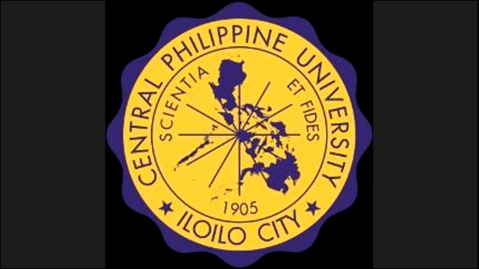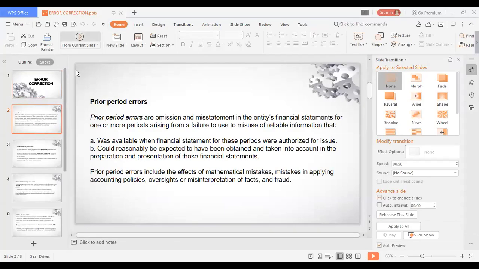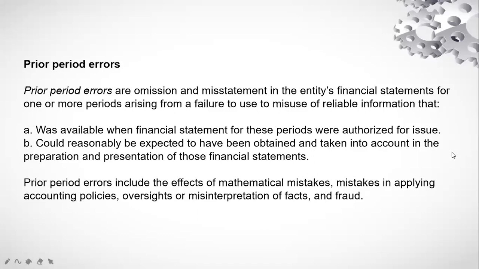Now, for error correction, we have the following objectives: to be familiar with the definition of prior period errors, to understand the accounting treatment of prior period errors, to be able to distinguish counterbalancing errors and non-counterbalancing errors, and to be able to prepare the necessary correcting entries for prior period errors. Now, first, we have to define prior period errors.